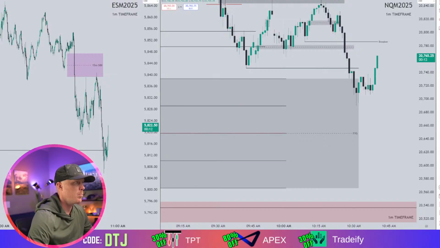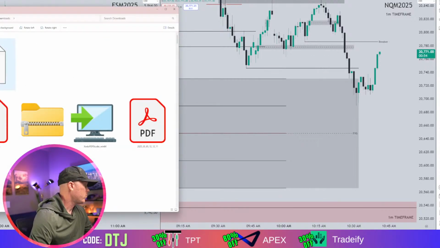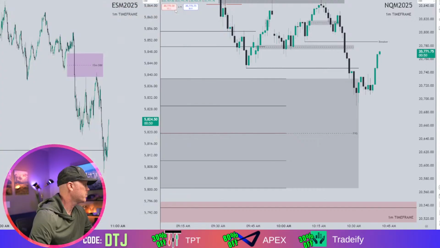All right, getting some movement higher. We'll see how it interacts with this level here. See how it interacts with that level. There we go. I think that's better here.